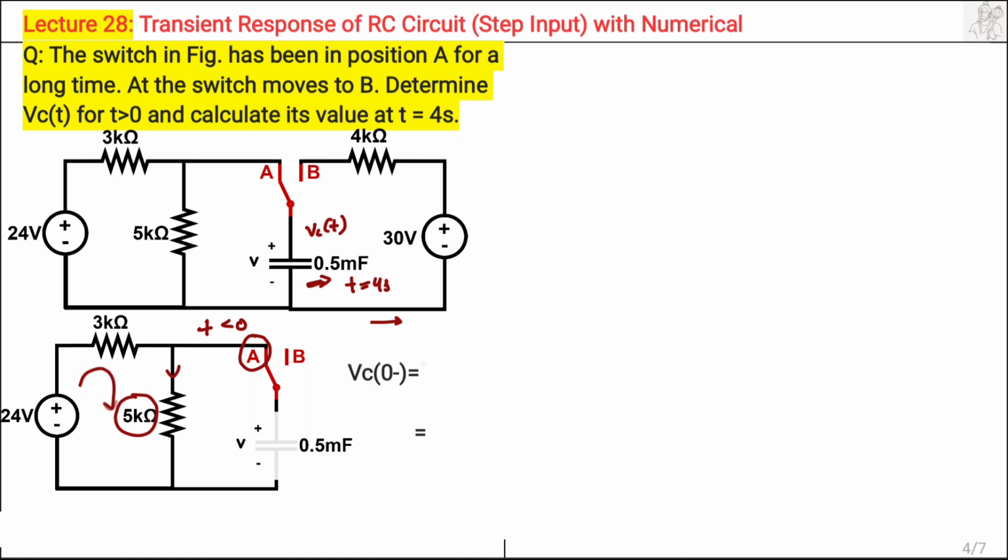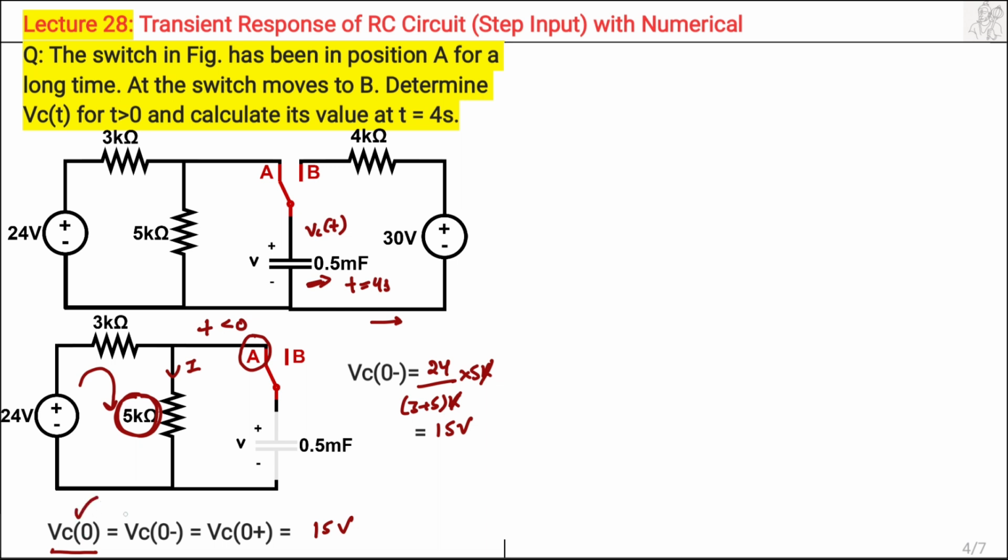In this circuit, I is simply V, that is 24, divided by the total resistance, that is 3 plus 5 kilo ohms. And if I have obtained the value of current I, I can directly multiply it with the 5 kilo ohm resistor, that is into 5K, to find out the capacitor voltage. And this simply comes out to be 15 volts. Therefore, at time t equal to 0, the capacitor will be charged to 15 volts. And the voltage at time t equal to 0 is the same as the voltage just before time t equal to 0 and just after time t equal to 0, that is 0 positive.